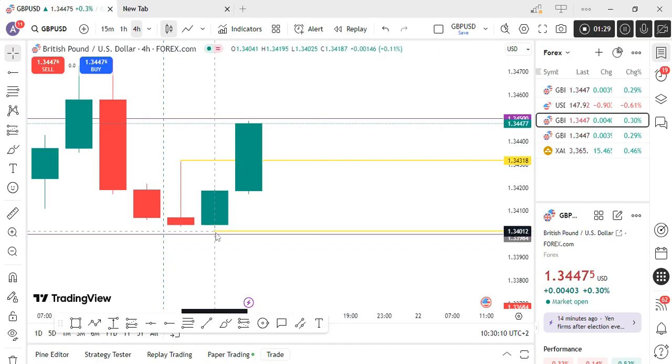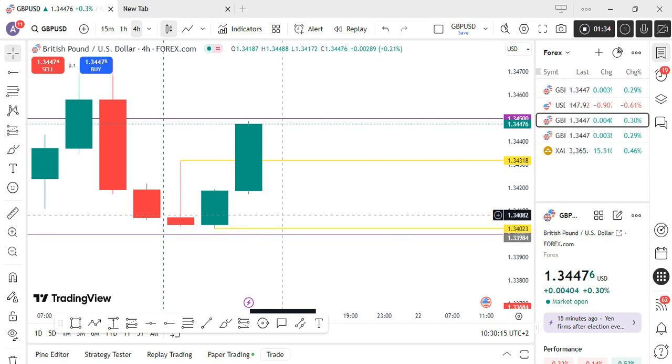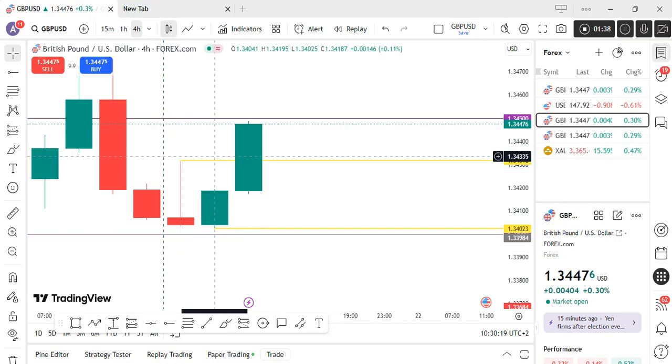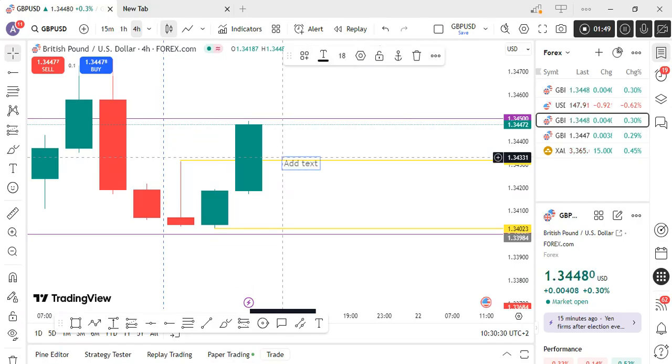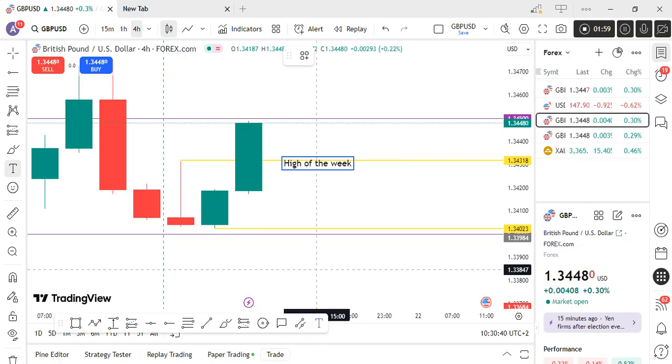But let me just show you guys the directional bias I'm seeing for today, Monday. You can see here is the high of the week. It's usually marked every Monday. So I'm going to quickly label it as high of the week, and then I'm going to label the down one, low of the week.